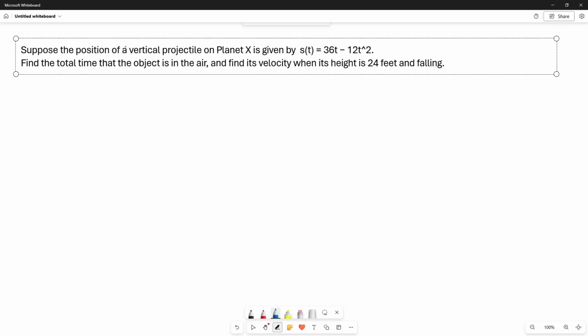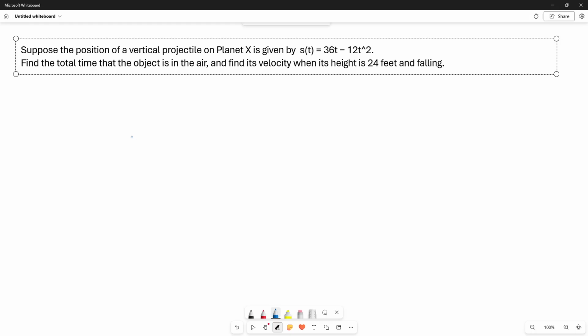Suppose that the position of a vertical projectile on planet X is given by S of t equals 36t minus 12t squared. Find the total time that the object is in the air and find its velocity when its height is 24 feet and falling.